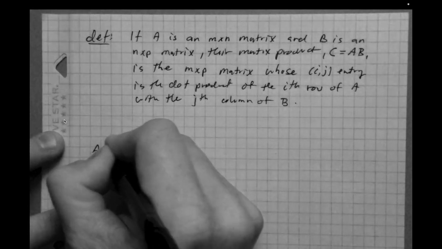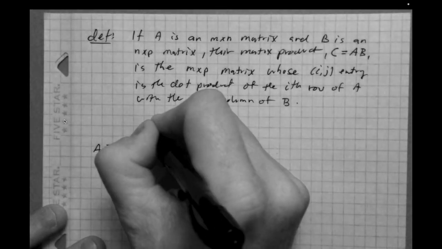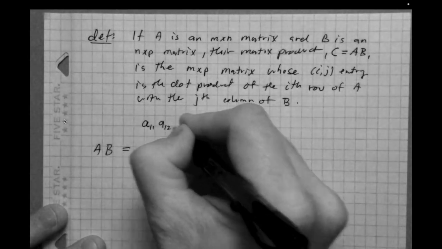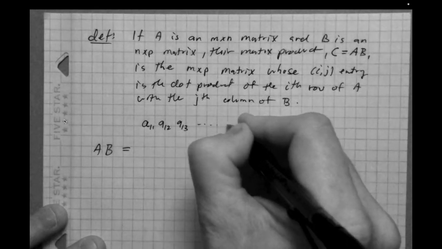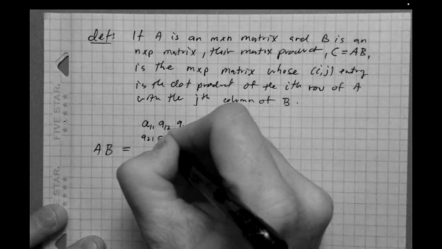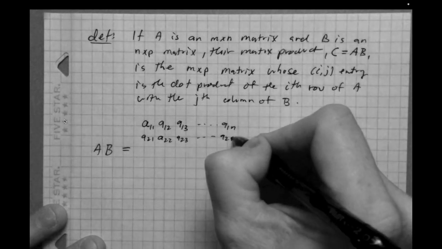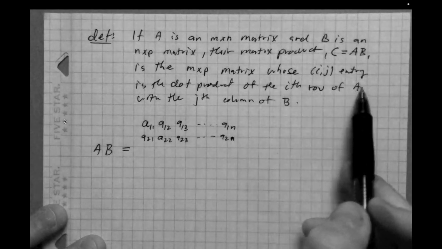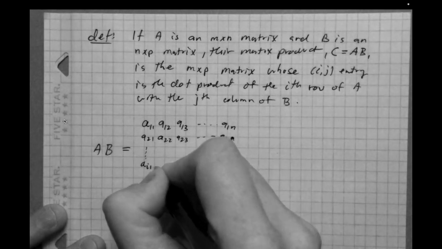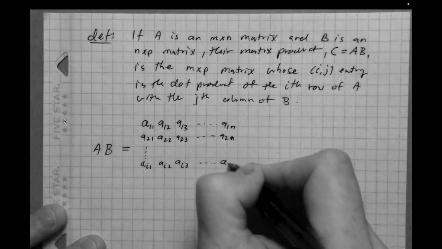Okay, so I'm going to do a little A times B here. Bear with me, this will take a second to write out. A is going to be the matrix A11, A12, A13, dot dot dot, A1n. And then I will put a couple rows in here. A21, A22, A23, dot dot dot, A2n. And it says up here the dot product of the ith row of A, so I'm going to put in the ith row just for reference. Ai1, Ai2, Ai3, dot dot dot, Ain.